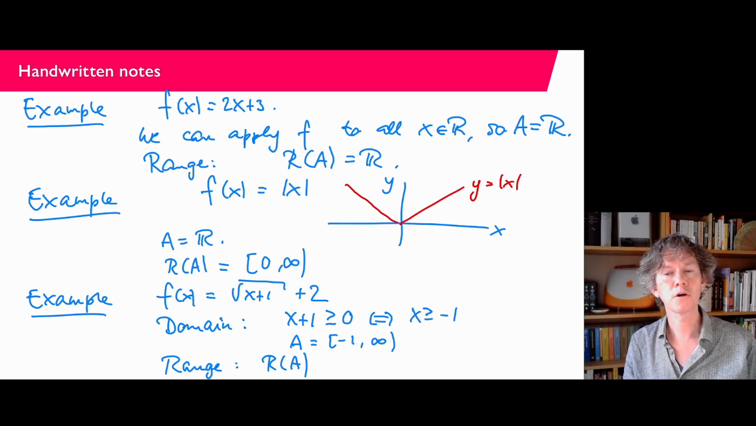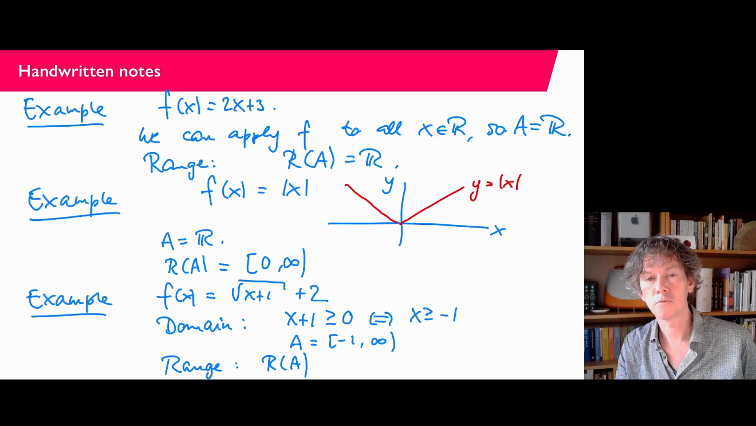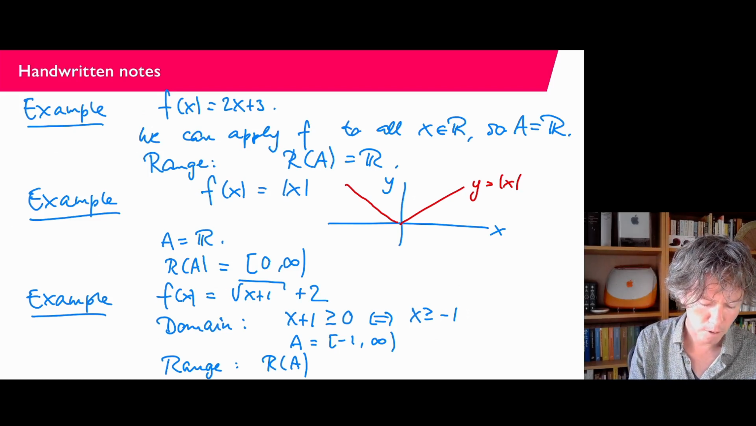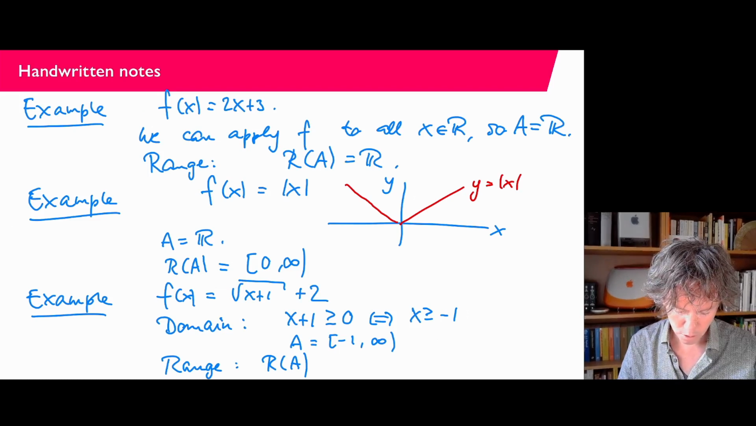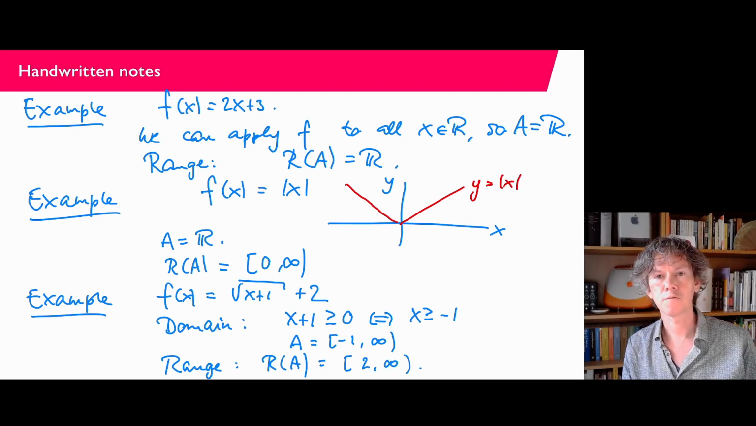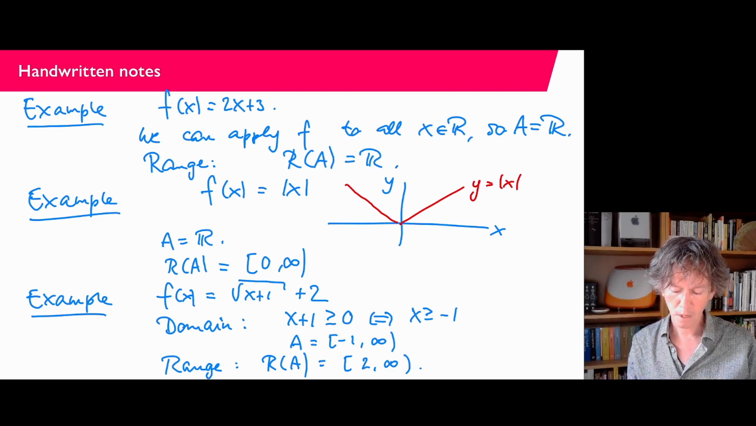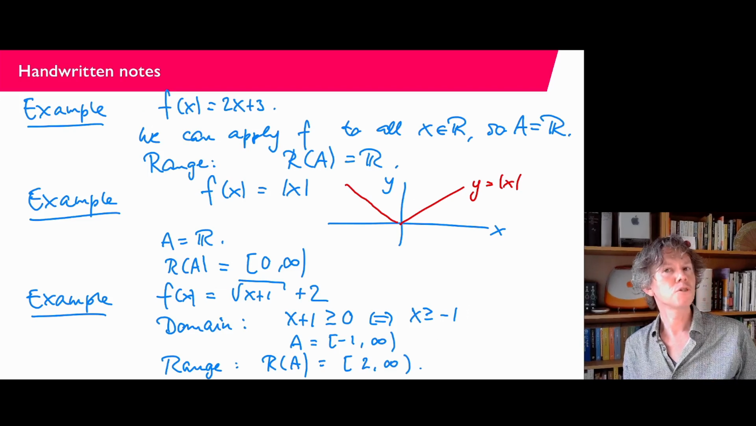And as soon as you plug in a different x value, for which it still makes sense, so a different x from the domain, you get something that is bigger than 0. So the range here is going to be from 2 up to infinity. So that is the range of this function. So this was a very general definition of a function, domain, and range.